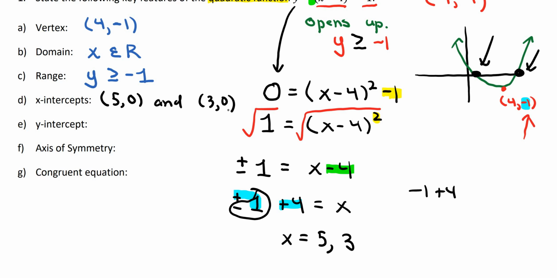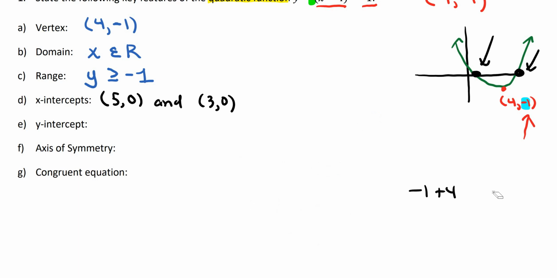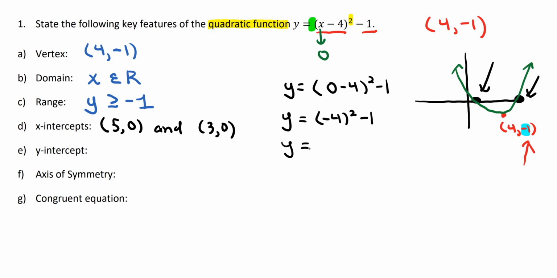All right, so there you go. That's how you find your x-intercepts. A little bit of work there. Let me erase this now. Now we need to find the y-intercept. The y-intercept happens when x goes to 0. So y equals (0 - 4)² - 1. 0 minus 4 is -4, so (-4)² - 1. (-4)² is 16. Then I subtract the 1 and I get y equals 15. That's the y-intercept. So the y-intercept is (0, 15).